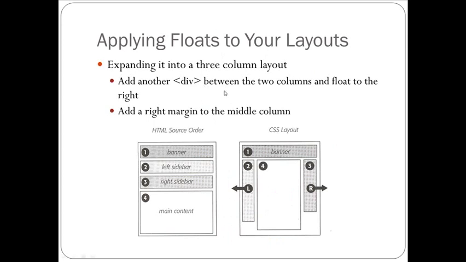Well, you could also do the same thing with a three-column layout. You just add another divider between the two columns, take the left sidebar, float it to the left, take the right sidebar, float it to the right, and then the content will fill the space in between. Here though, you would have to put not only the left margin, but you'd also have to set the right margin to keep the content from wrapping back underneath either of the sidebars.